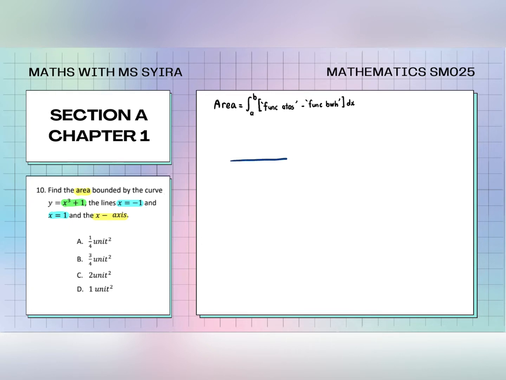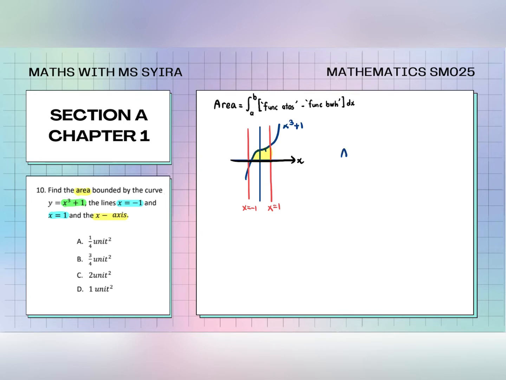So graph ini sebenarnya kalau kamu ada aplikasi Desmos, you can always use your Desmos lah. Tapi ini basic X cube, X cube plus 1 kan? Plus 1 maksudnya dia akan naik 1. So ini adalah shape of X cube. Okay. And then the line X equals to negative 1. So let's say here is X equals to negative 1. And here is X equals to 1. Okay. And dia kata X exists, X exists adalah inilah. Okay. So where is our shaded area? Shaded area will be this part. Okay. So maksudnya kamu akan buat apa?